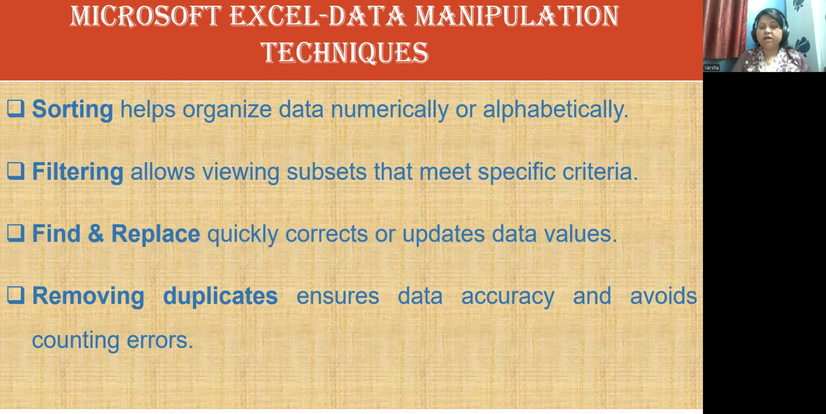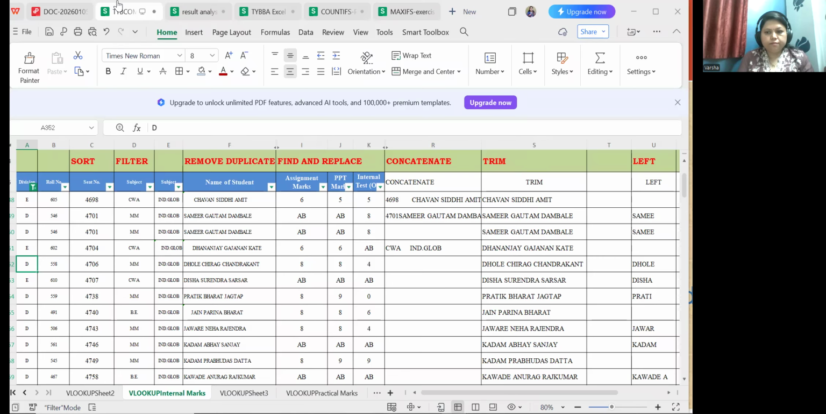So sorting helps to organize data numerically or alphabetically. Filtering allows viewing subsets that meet specific criteria. Find and replace quickly corrects or updates the data values, and remove duplicates. So let us see with the help of practical examples. Okay, so let us see the functions: sort function, filter function, remove duplicates, find and replace.